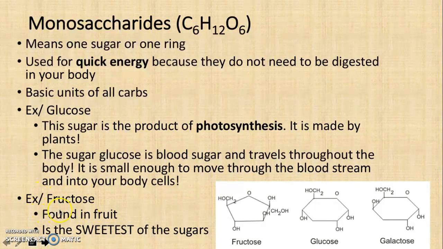Fructose. Fructose is fruit sugar. So you can kind of see the FRU and think fruit. This is the sugar type that's found in fruit, and it actually is the sweetest of all of the sugars. If we had a taste test of the different sugars, this one would be the sweetest one.